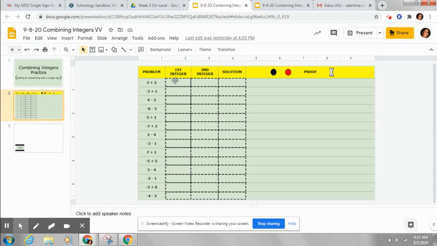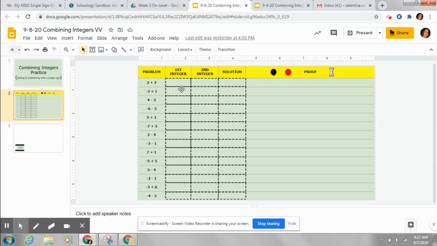Now what you will do is in the first box, you're going to write the first integer from the problem, then the second integer from the problem, put your solution, what you feel is the answer to that problem, and then you will use these counters. The black is positive, the red is negative, and you will prove that the answer you came up with is correct. You will use the X's to cross out zero pairs.